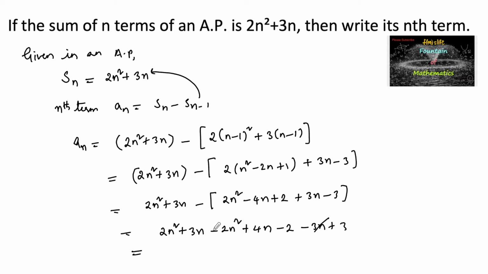So we can cancel 3n and 3n, and negative 2n square gets cancelled, and we have 4n minus 2 plus 3, that is plus 1. So 4n plus 1 is the answer. That's the nth term.